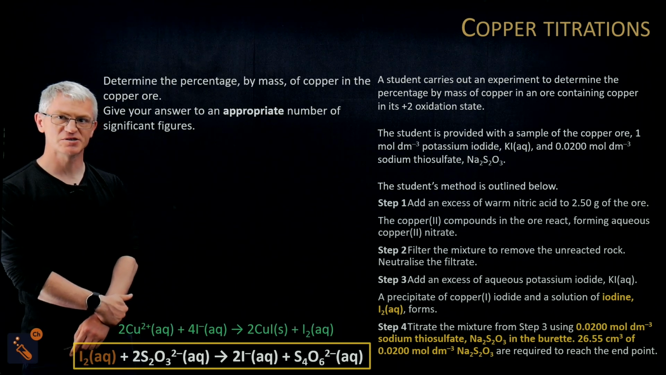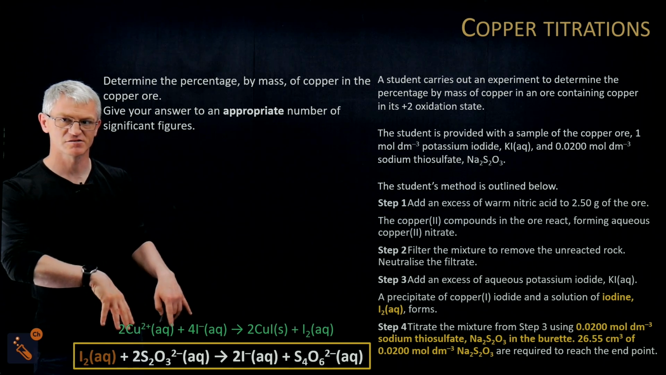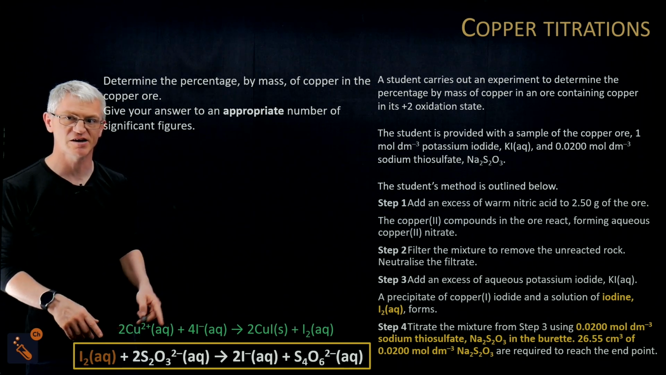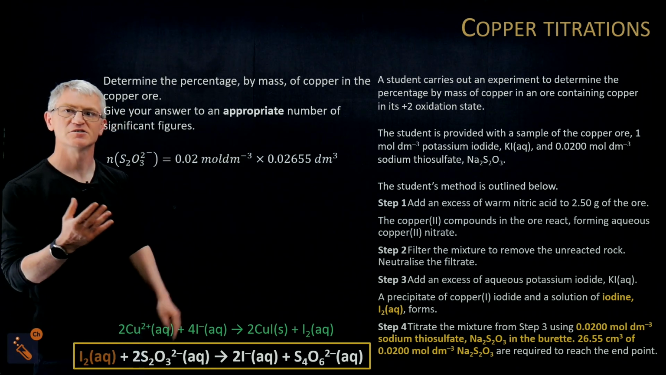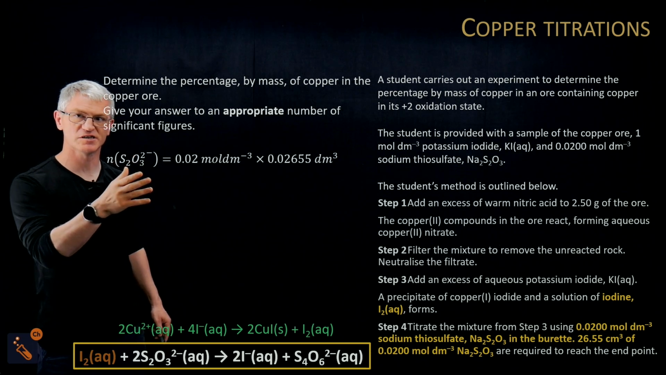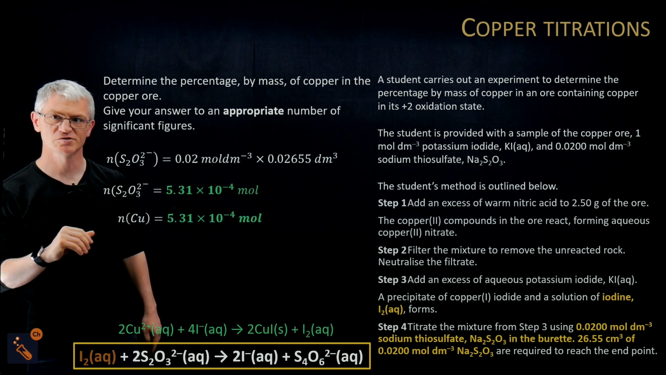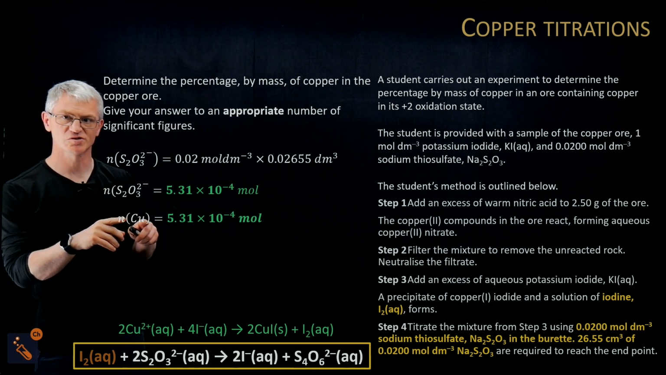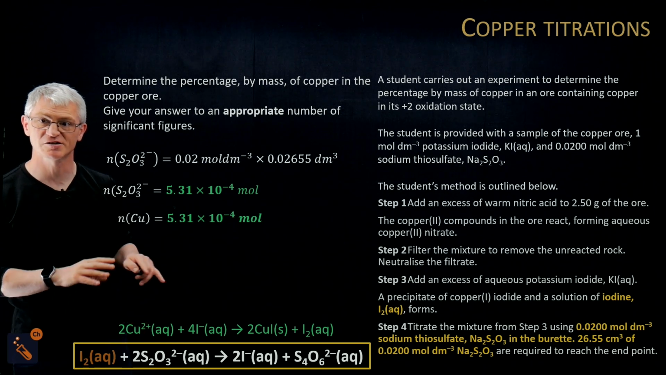Right, determine the percentage by mass, and we've got our equation here, because we're going to find out how much copper we have, and remember we have to work back. So first of all, we do the number of moles of the thiosulfate. We took that from down there, got our number of moles, and then we have our number of moles of our copper. Now, I've shortcutted it here, but the number of moles of copper, let's go through it.